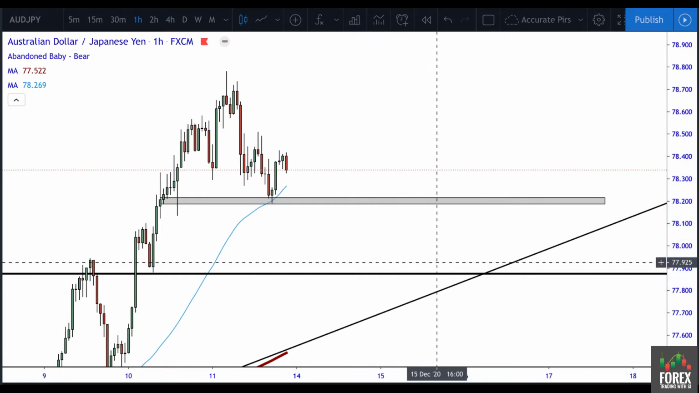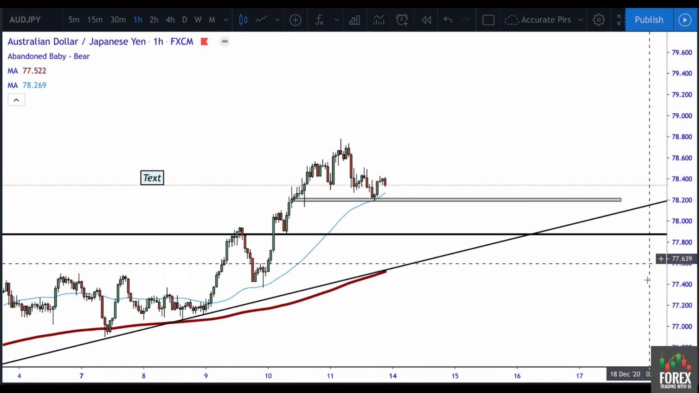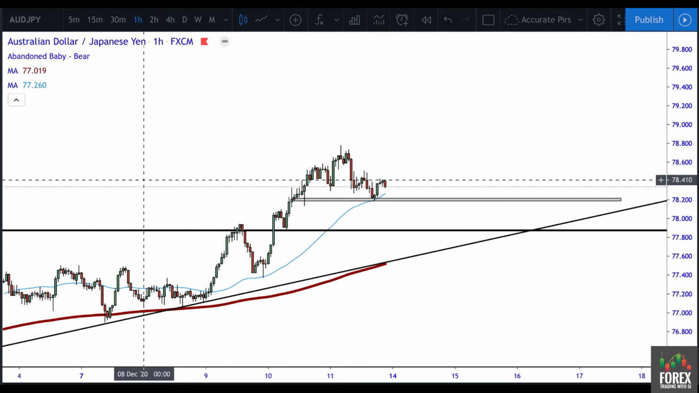So that's it on AUDJPY. You just want to take note of that temporary support level there. Just keep an eye on it.